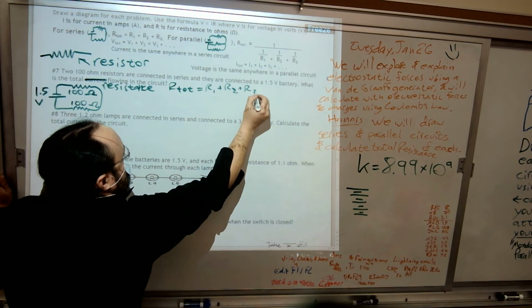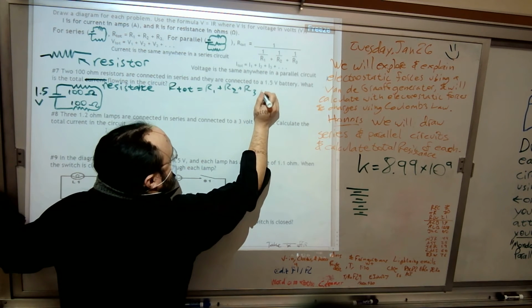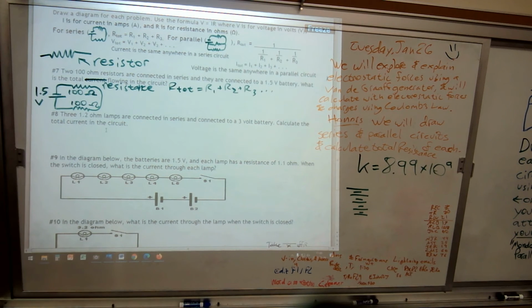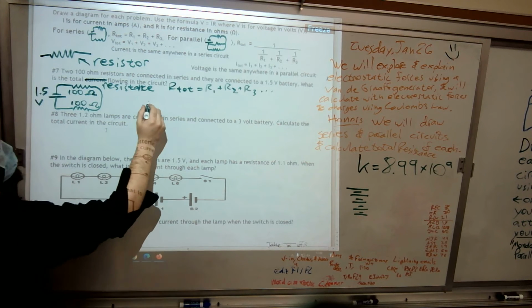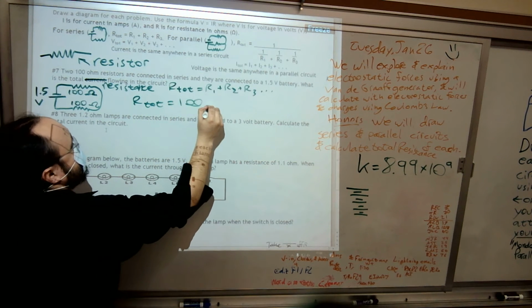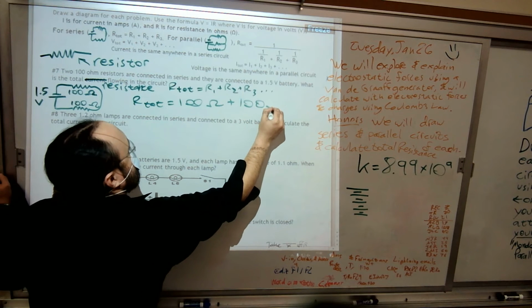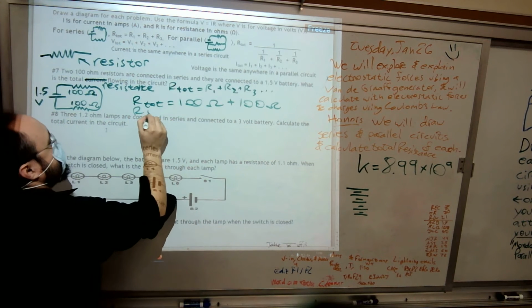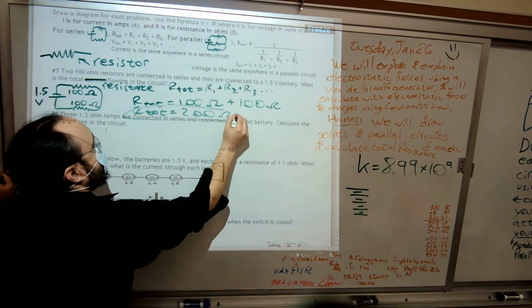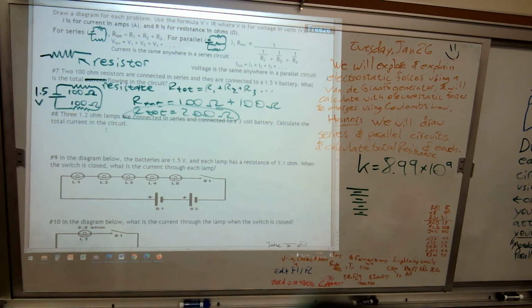It says R3 just in case you have 3. And if you have 4 or 5, then it's R1 plus R2 plus R3 plus R5. I skipped 4. You just add them up, however many you have. So our total resistance, since we got 100 ohm resistors, is 100 ohms plus 100 ohms equals 200 ohms. There we go. So that's easy.